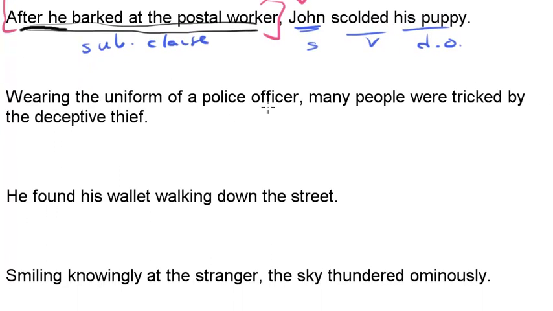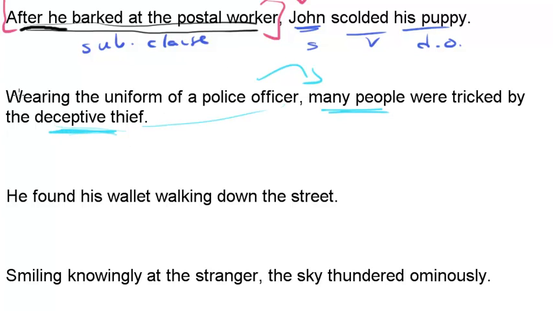Wearing the uniform of a police officer, many people were tricked by the deceptive thief. Alright, again, we know just from experience that a thief is wearing a police officer's uniform and therefore tricking people so he can steal from them. What is the sentence literally saying? Well, it seems like it's the many people who are wearing the uniform of a police officer, and then for some reason they were tricked by the deceptive thief. We know that's not what it means, but that's what it's saying literally. So we would have to rewrite the sentence to something like, wearing the uniform of a police officer, the deceptive thief tricked many people. That would put the person who's being modified by this modifier up front, right?